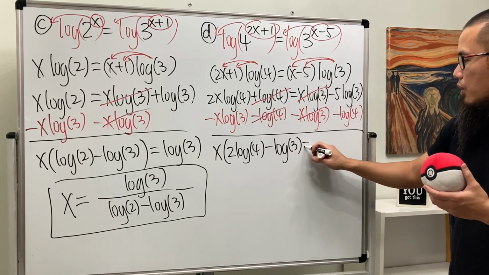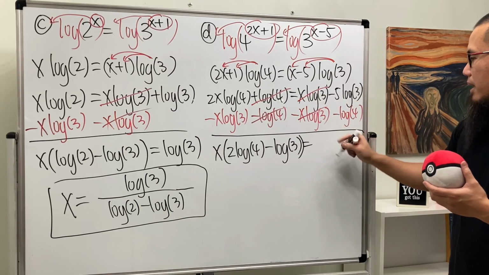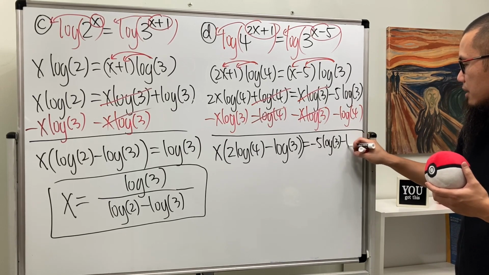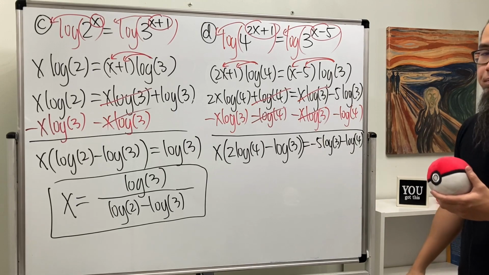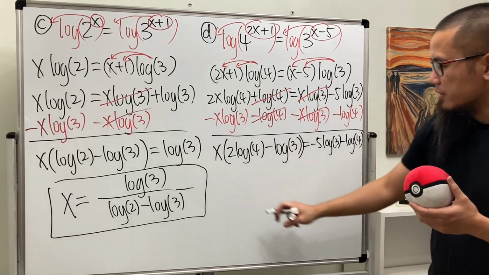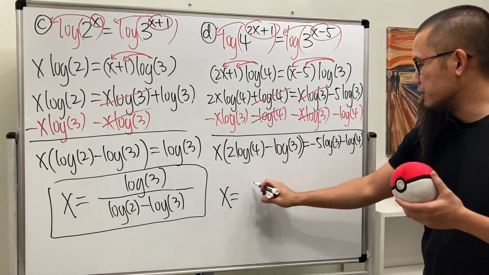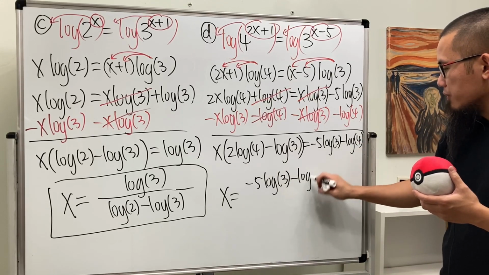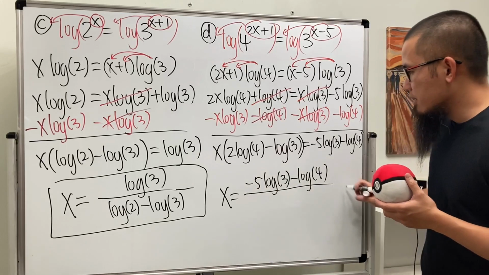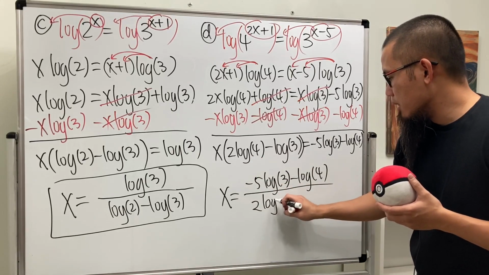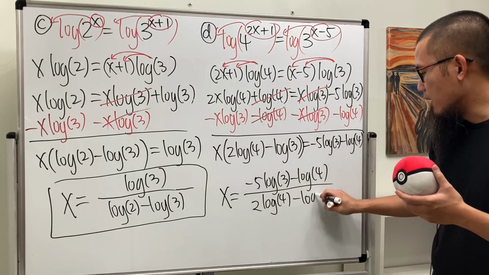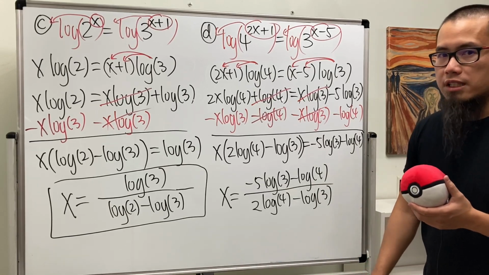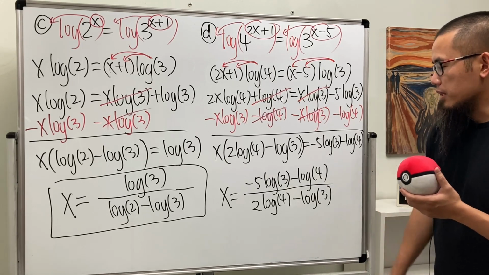And on the right hand side, we have all that, which is minus and minus, right? So let me just put them together: minus 5 log of 3, and then minus log of 4. And in the end, we can just divide this on both sides. So ladies and gentlemen, x will be equal to all that, which is negative 5 log of 3, and then minus log of 4, and then all over this, which is 2 log of 4, and then minus log of 3. So this is totally okay, right? And then if you want to get an approximation, you can just enter this on your calculator and all that stuff.